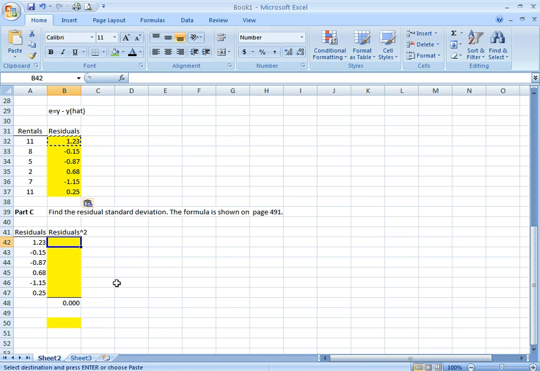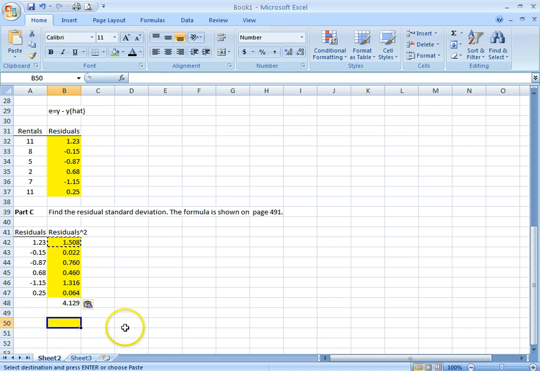So all we need to do is say equals this number squared, hit enter. I have 1.508. Should be able to again copy and paste, get our residuals squared for each one of these, and we come up with a total of 4.129 as our sum. You see there the sum of this column.